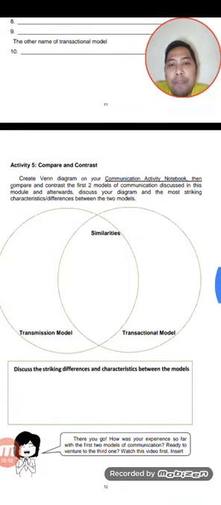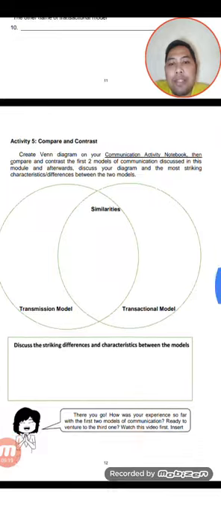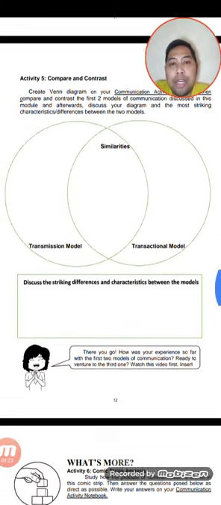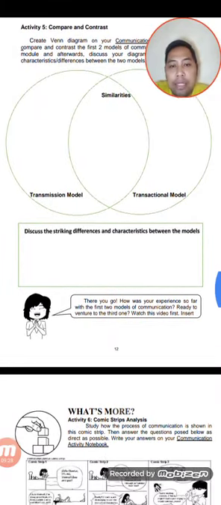So activity 5, compare and contrast. Using the Venn diagram, you need to create a Venn diagram in your communication activity notebook. Then compare and contrast the first two models of communication discussed in this module, and afterwards discuss your diagram, and most of it later on will have that activity. So we have the transmission model and the transactional model. There are differences, and of course in the middle, the similarities.